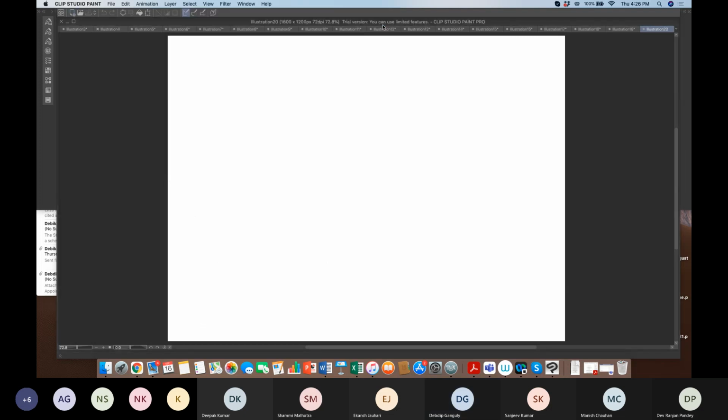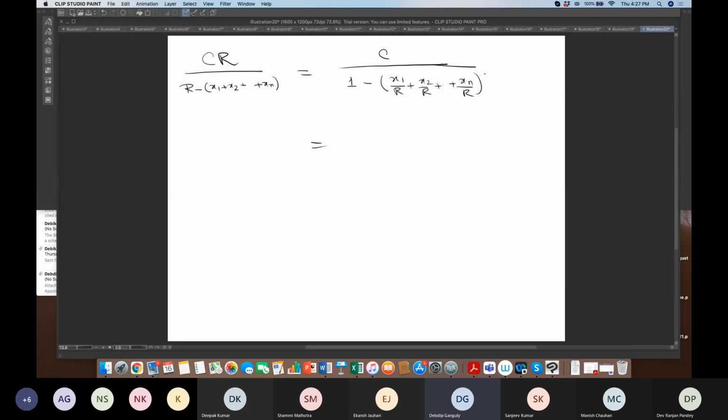Now the right hand side function is CR by R minus x1 plus x2 plus up to xn, which is C times 1 minus x1 by R plus x2 by R plus up to xn by R, the whole inverse. This function, what can I write? Who will tell me? This we have done. What happened? You don't remember this?